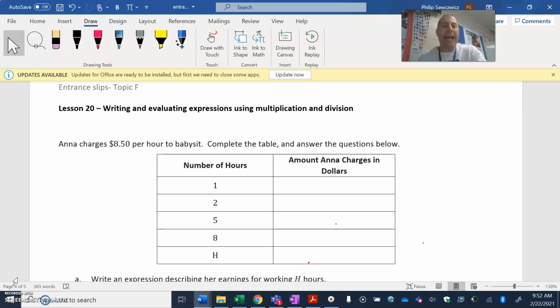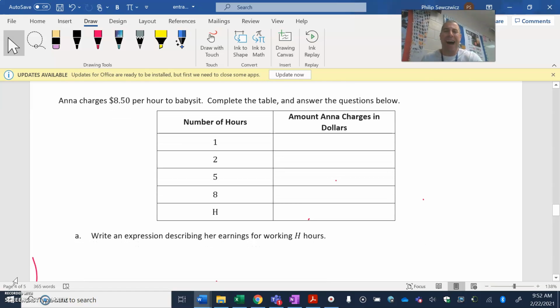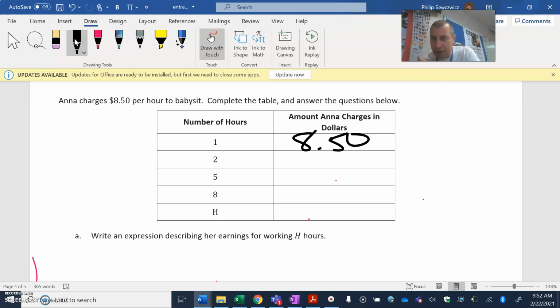So here we go. Anna's charging $8.50 per hour to babysit. Complete the table. So okay, 1 hour and she gets $8.50 an hour. All right, that's pretty straightforward. She's walking out with $8.50. 2 hours. Okay, so an 8.50. And if I add on another 8.50, we can do an addition problem there. We're going to get ourselves 17. Now, if you reach for the calculator, okay, but a little mental math, the 8s make 16, 50 cents and 50 cents make $1. All right, there's your 17.